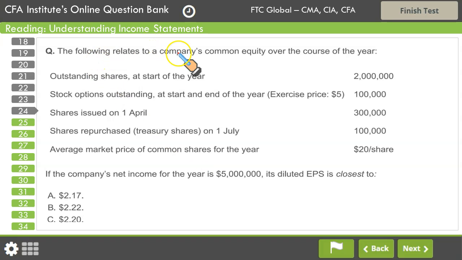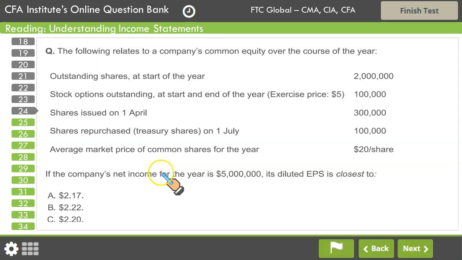The following relates to a company's common equity over the course of the year. Outstanding shares at the start were 2 million. Stock options outstanding at the start and end of the year were 100,000. This is the exercise price. Shares issued on 1st of April. Shares repurchased, treasury stock, on 1st of July, and the average market price is given.